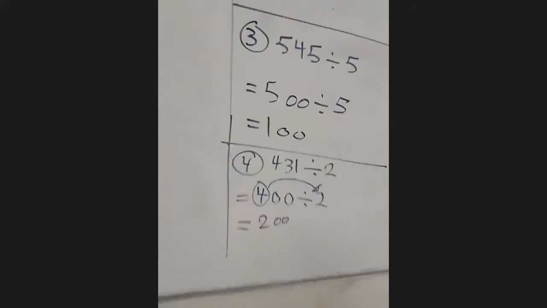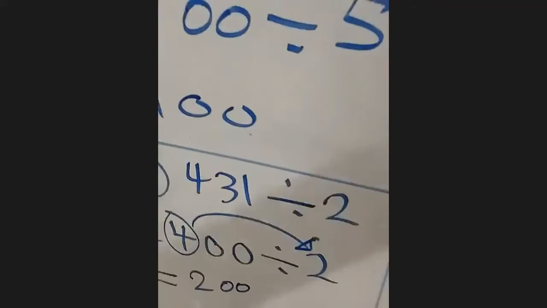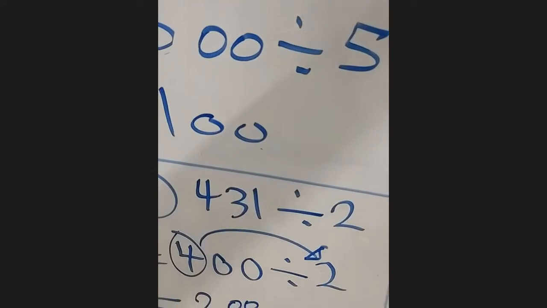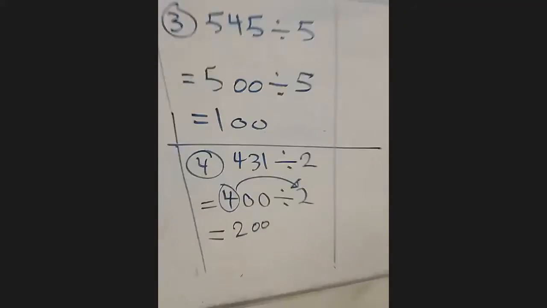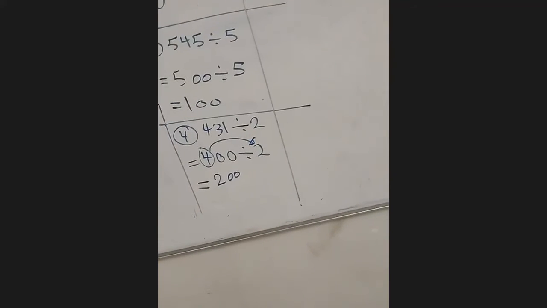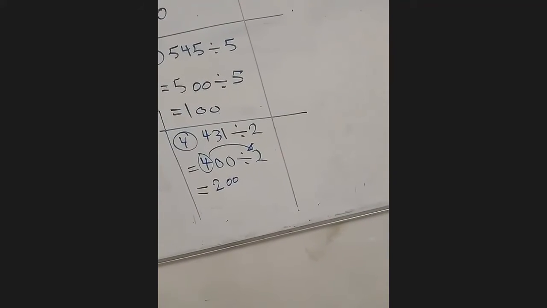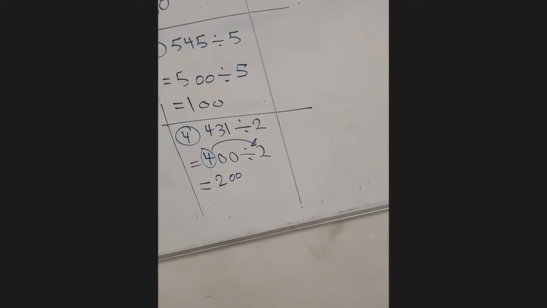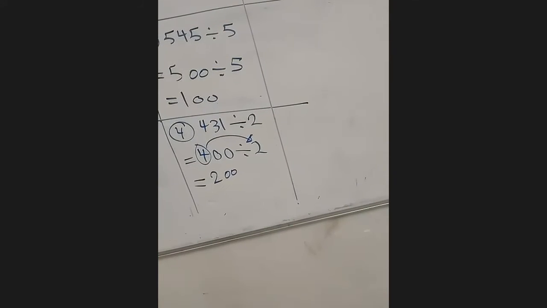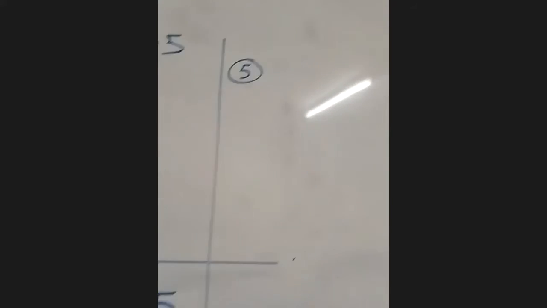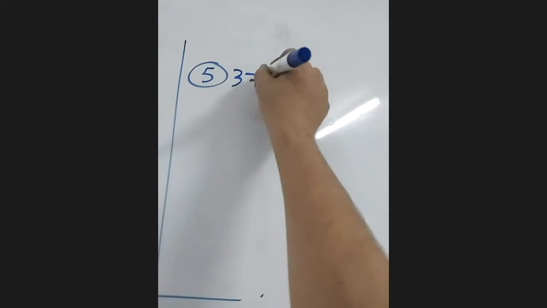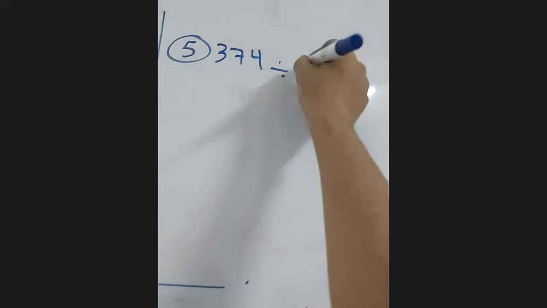Let's do question 5 together. Question 5. We have in question 5, guys, 374 divided by 9.